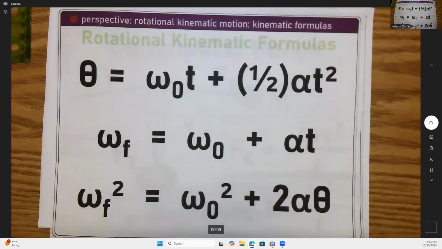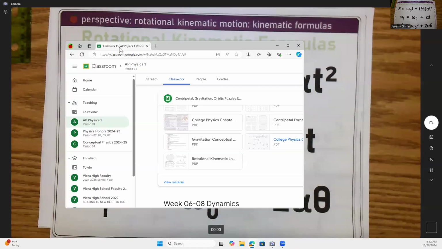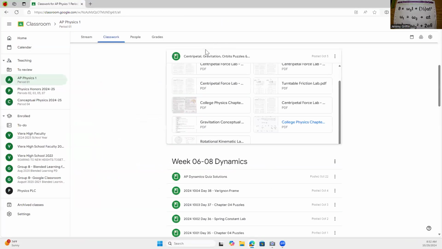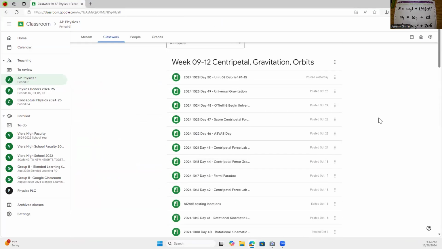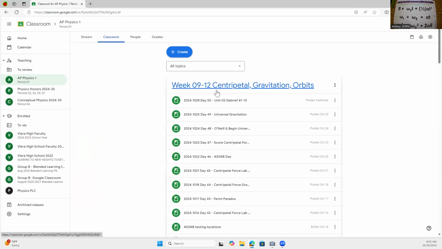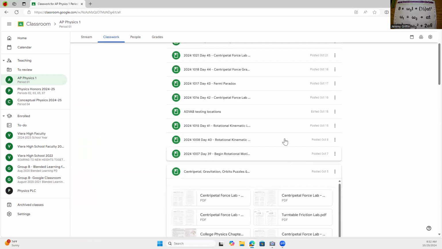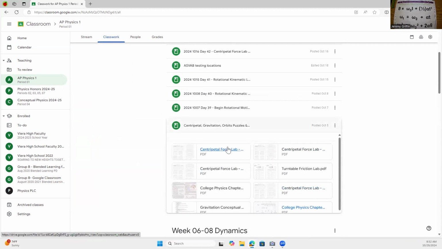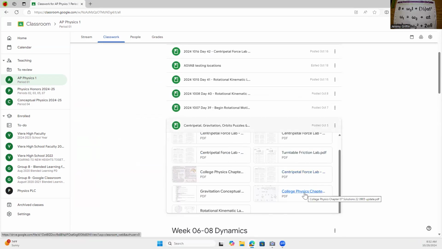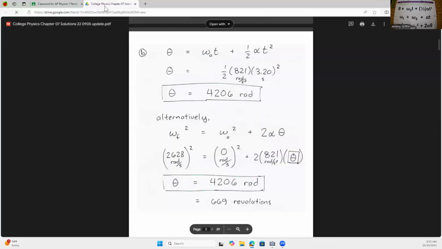Okay, I'll show you exactly where to find this. On your AP Classroom, you guys probably found this already, week 9 through 12, that's where we are here. We're on week 12 of school, by the way. You scroll all the way down to the beginning. I posted a bunch of files, including college physics solutions for chapter 7. If I open that up, I got it right here.